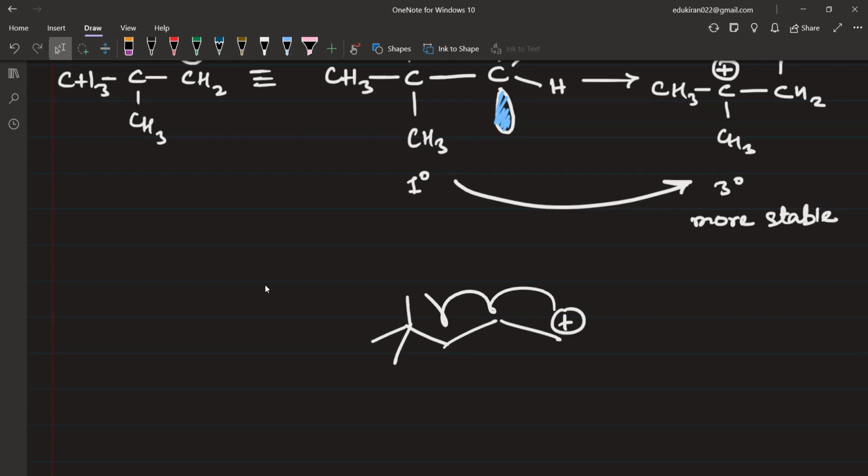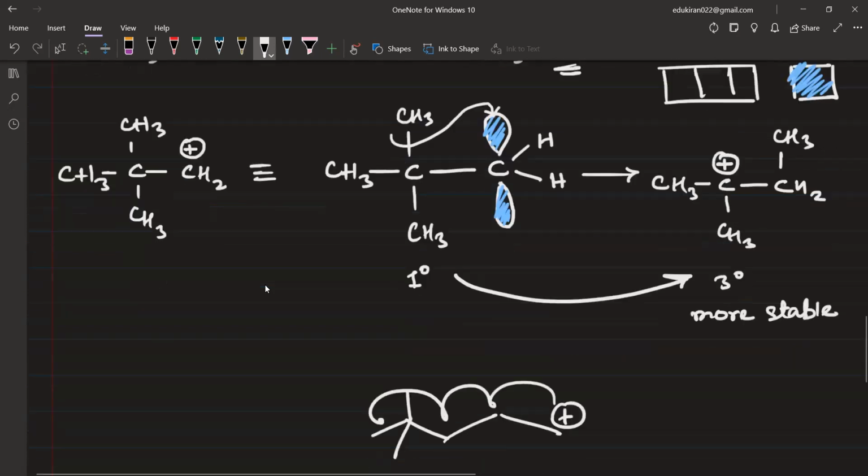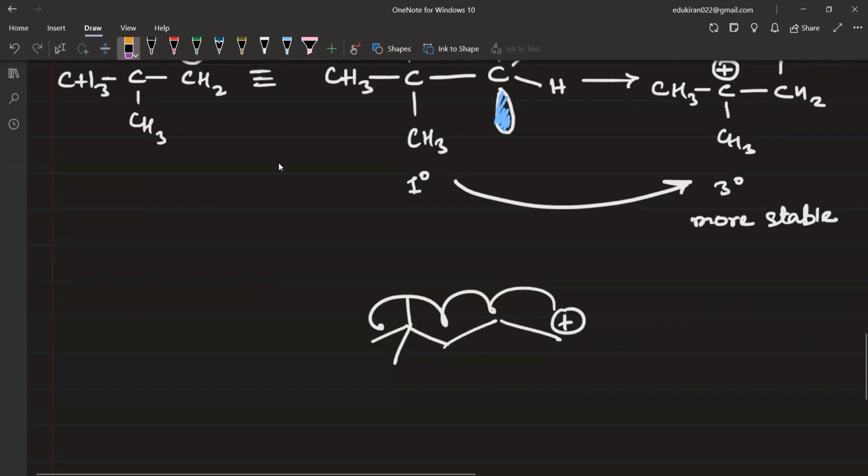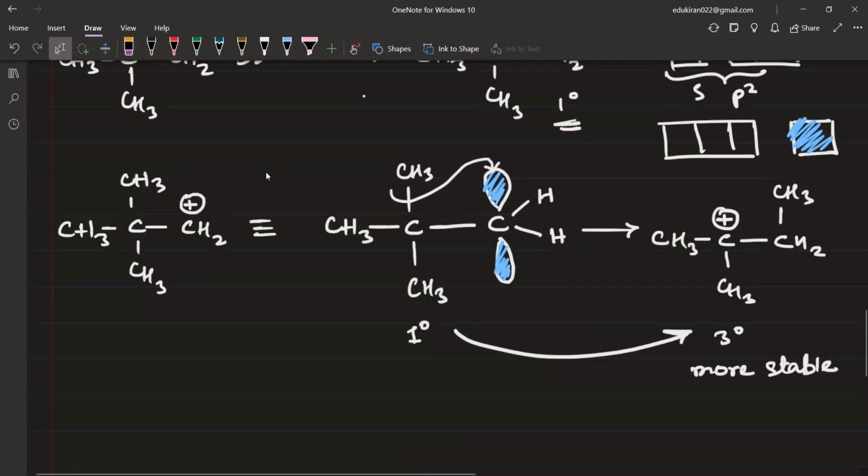It is not that the positive charge will jump and reach here. That will not happen, okay? Because the first step, as you can see, is happening because of the vicinity of the electron source and the electron sink. The electron source, that is the 3 degree carbon, is very near to this carbocation. That is why that is happening. Rearrangements will not happen at such a distance. So this is known as 1,2, and we are shifting a methyl group. So this is known as 1,2 methyl shift. 1,2 means the methyl shift is happening to the adjacent carbon.